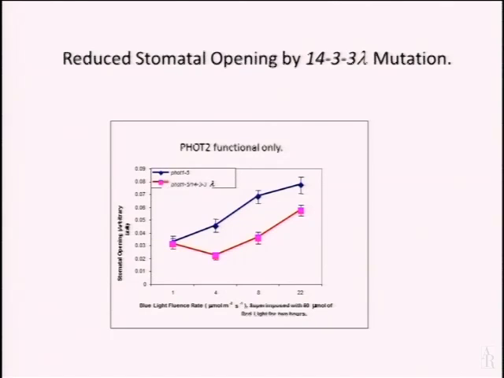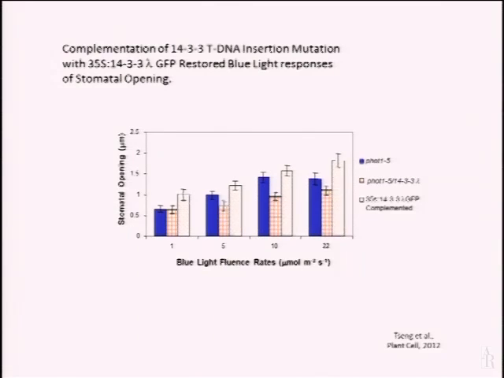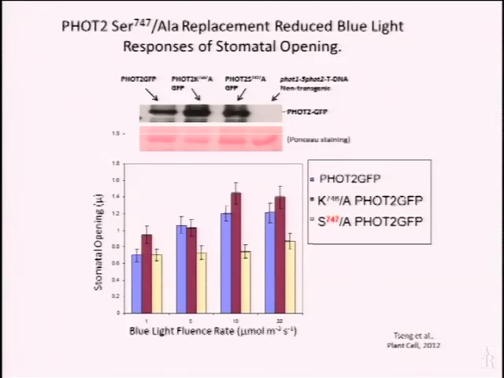But notice that when 747 is mutated to alanine, there's very much reduced stomatal response to various different intensities of blue light. And then we can complement, put it back in with the wild type and restore the response. So it does look as if it's important for that. Well, this is just to show that the levels of expression were, in fact, approximately the same.